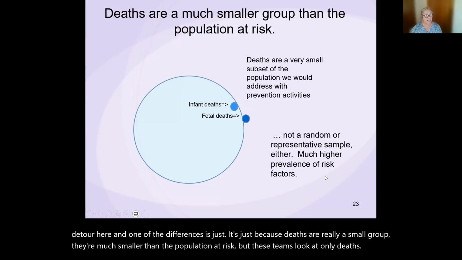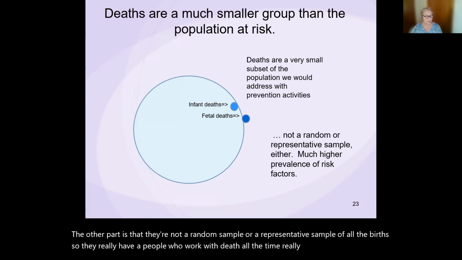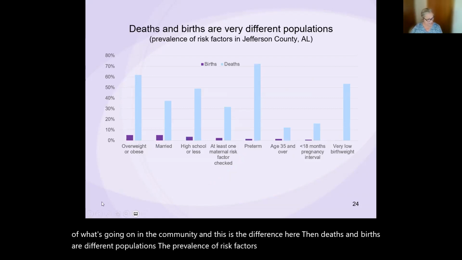The other part is that they're not a random sample or a representative sample of all the births. So people who work with deaths all the time really have a different picture of what's going on in the community. And this is the difference here. Deaths and births are different populations. The prevalence of risk factors is enormously different for deaths and births.